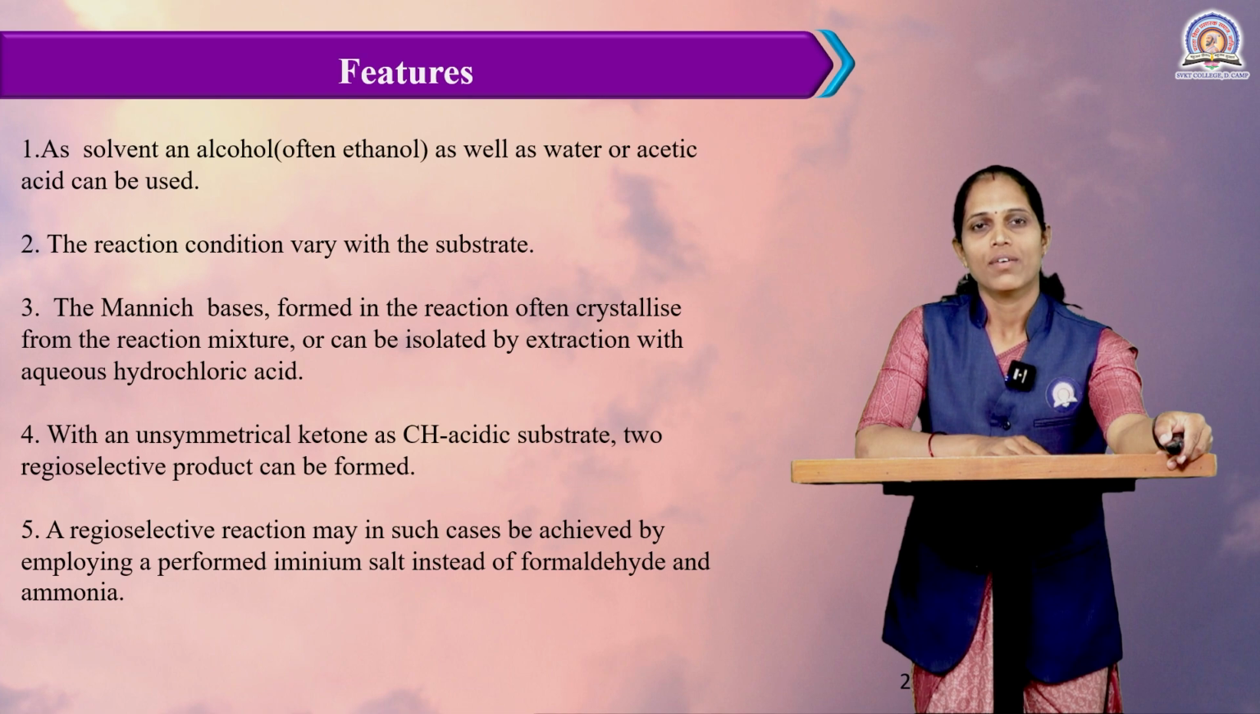Here are some features of the Mannich reaction. As a solvent, an alcohol, often ethanol, as well as water or acetic acid can be used. The second feature is that the reaction conditions vary with the substrate. The third feature is that the Mannich base formed in the reaction often crystallizes from the reaction mixture or can be isolated by extraction with aqueous hydrochloric acid.